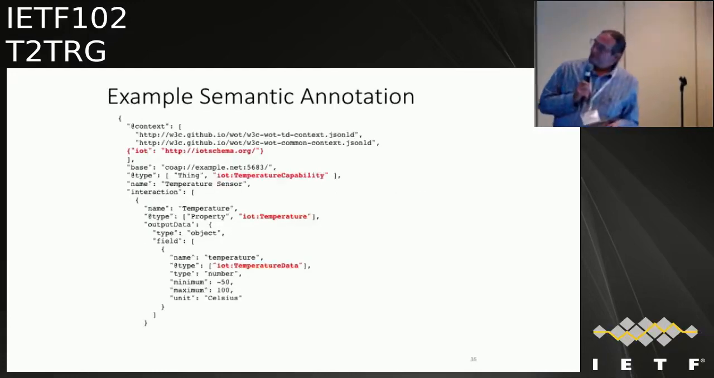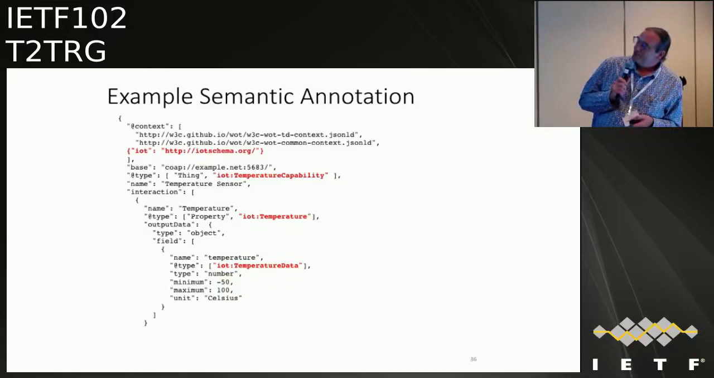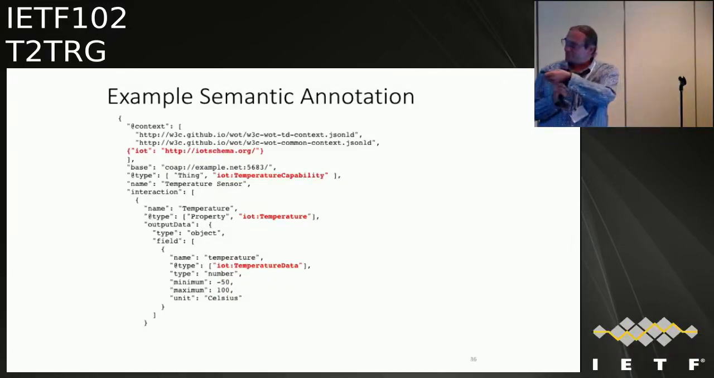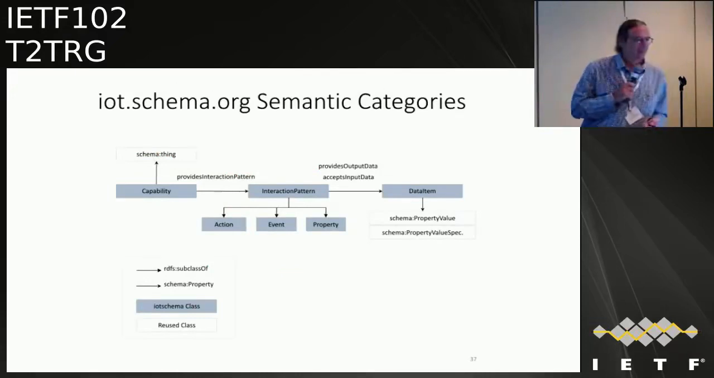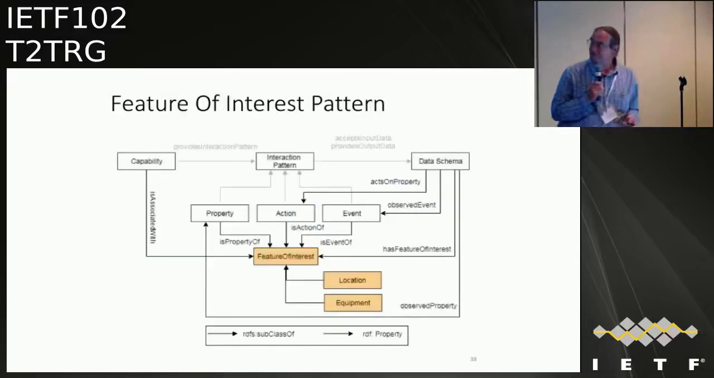Here's an example of semantic annotation, and not terribly self-explanatory, but it shows that we first define a vocabulary and a namespace, and then we use terms in that namespace to annotate different things, and this shows the capability, the interaction, and the data that I mentioned earlier. This is our model. It's not much of a model. It's pretty simple. It just shows that you can have capabilities, interactions, and data items, and we have a few classes of interactions. Feature of interest connects to those. So looking in the real world, it's a location or equipment that can be a property or action associated with different actuators and sensors.